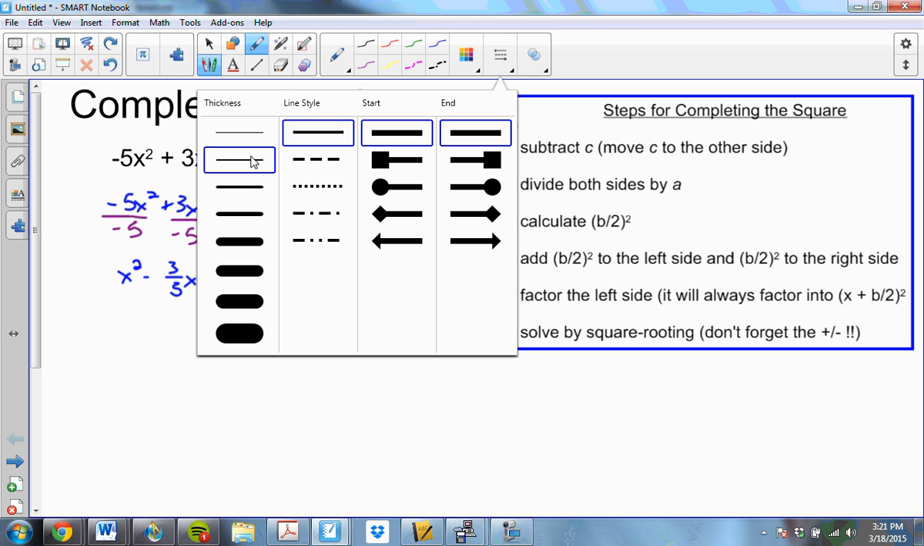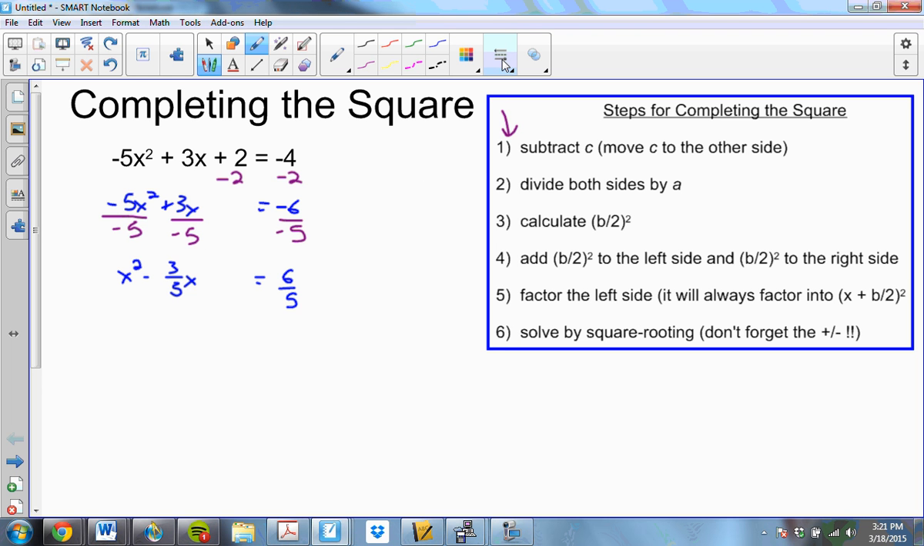Now, I have to find my b over 2 squared. This right here is my b term. My b term is negative 3 over 5. Well, if b is negative 3 over 5, then b over 2 is negative 3 over 10. It's that simple. Just take the denominator and multiply it by 2. So if b over 2 is negative 3 over 10, b over 2 squared is 9 over 100. I'm going to take that number and add it to both sides.